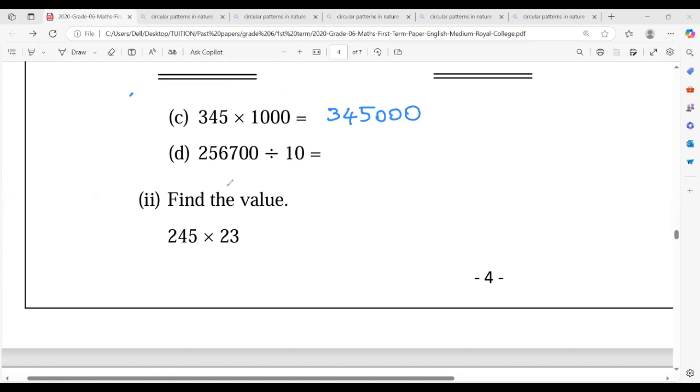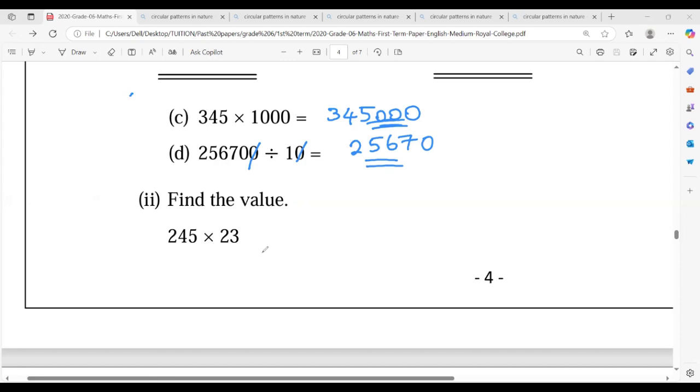And here you have another division. When you have divisions, you can cancel these zeros. This zero for this zero. Then your answer is something like this. 25,670. So these are the answers for this question.